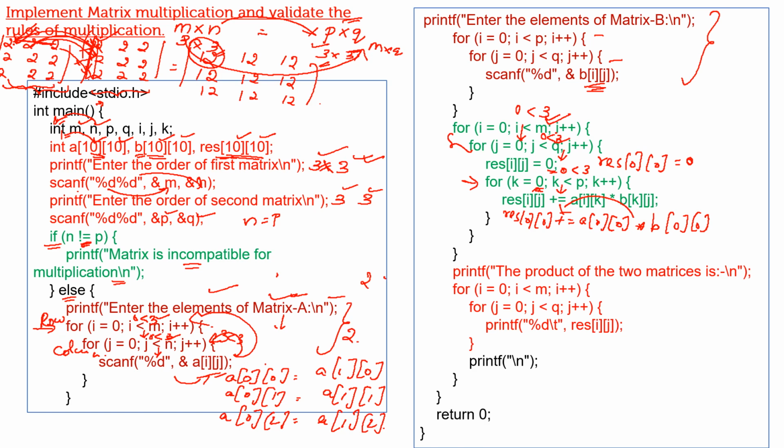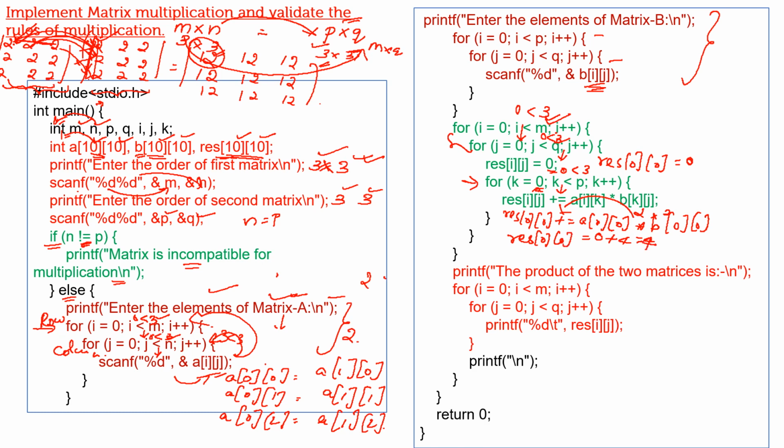What was your resultant? Initialized to 0. So what will be the multiplication? 2 into 2, you will be getting 4, right? 4 plus 0, and what is the value? It is 4. That will be assigned as the value of resultant of 0 0. Are you able to understand now?